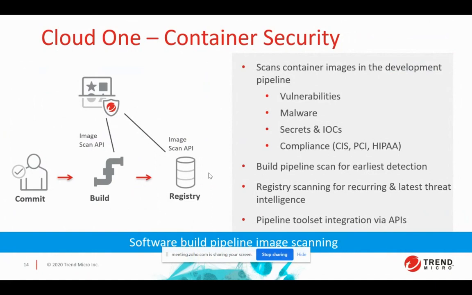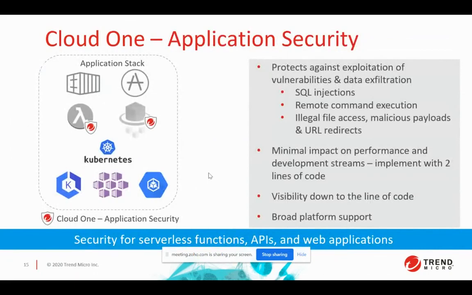It will check for vulnerabilities, malware, secrets, indicators of compromise (IOCs), and compliance. Everything will be checked using container security. And application security protects against exploitation of vulnerabilities and data exfiltration, with minimal impact on performance, development streams implement with 2 lines of code, visibility down to the line of code, and broad platform support.